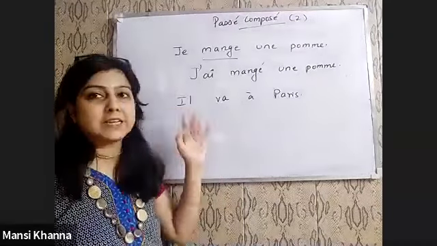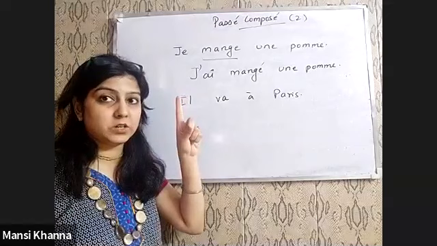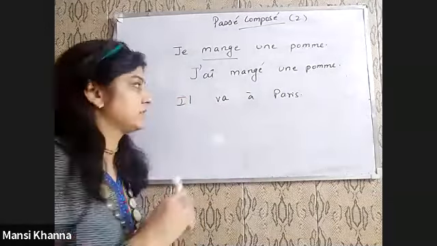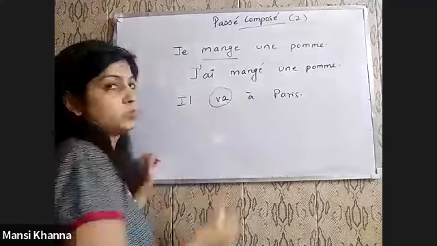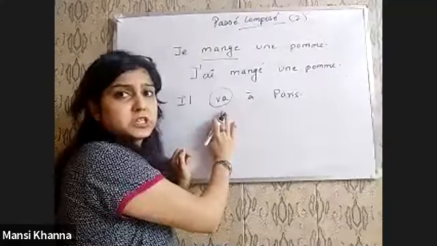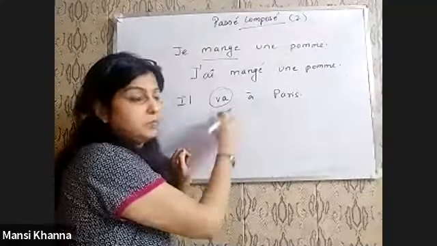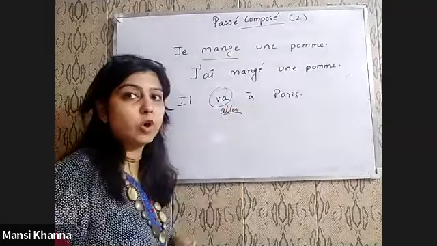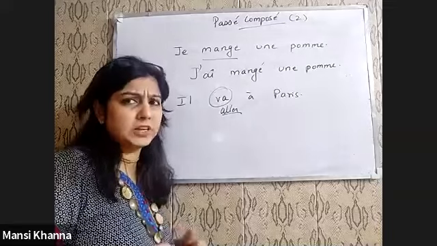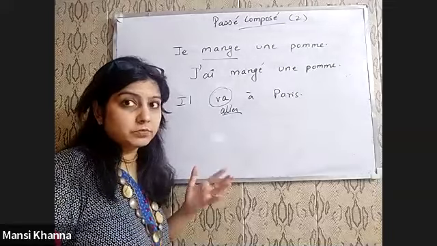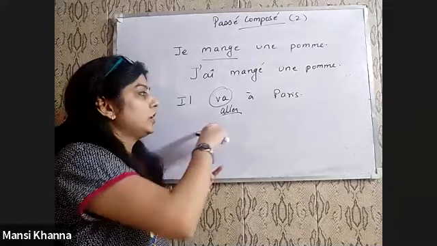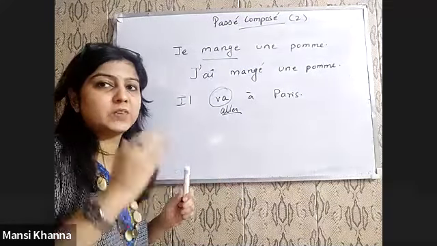Now, identify. The first step: identify the verb in the sentence. Where is the verb? This is the verb. Now, what is the infinitive of this verb? Aller. Now, you have to check, aller falls into the Dr. Mrs. Vandertramp category, yes or no? Yes. So here, it will be conjugated with être.